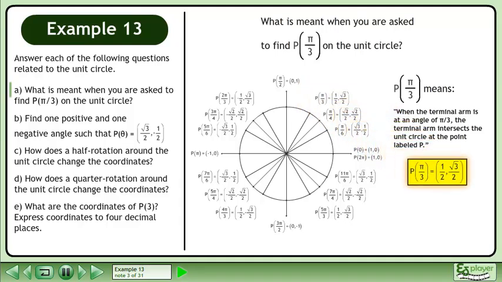Find the point P at pi over 3 on the unit circle. P at pi over 3 simply means point coordinates at pi over 3.